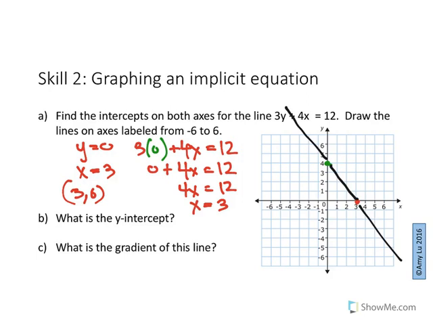So now we can answer the question, what is the y-intercept? And remember, the y-intercept is when x is 0, what is y? When x is 0, y is 4. And you can see it on the graph right there.